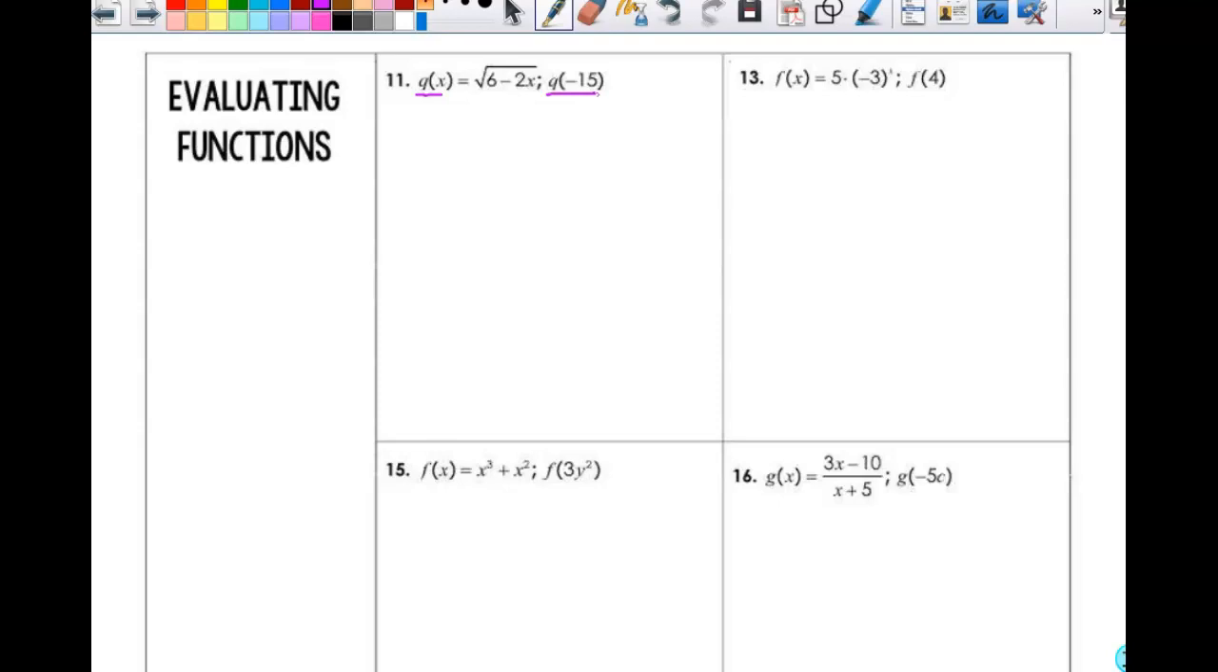So here's the thing, and here's where some of you need to really pay attention, even when you're really good at this stuff. It's how you do your work and what you write down, okay? Your first step should be zero work. I don't care how easy it is. You just substitute it in. So q of negative 15 equals the square root of 6 minus 2 times negative 15.